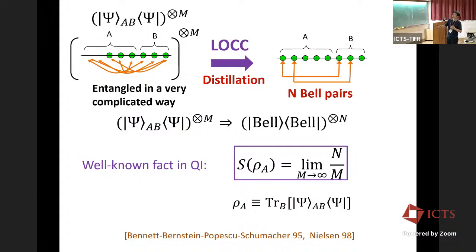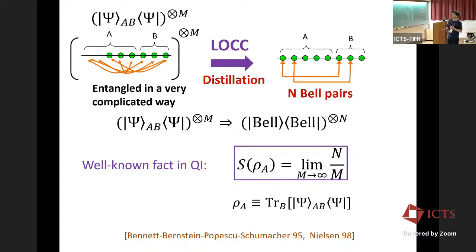So we have to take infinitely many copies of the original system and do this LOCC, and we get some maximum number, which we call n. But of course, we have taken m copies of the original system, and m goes to infinity, so we have to take a ratio. If we want to pick up one of the states, how many Bell pairs are there? Of course, the number of Bell pairs is a quantized integer, but because we are taking a ratio, this can be an arbitrary positive real number.